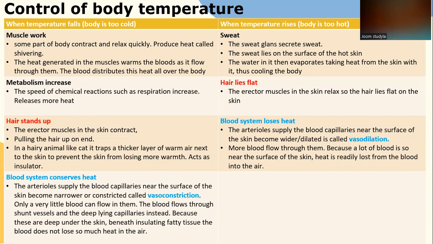Hair lies flat. The erector muscles in the skin relax, so the hair lies flat on the skin. And when your body is too hot, you sweat. The sweat glands secrete sweat. The sweat lies on the surface of the hot skin, and the water in it then evaporates, taking heat from the skin with it and thus cooling the body.